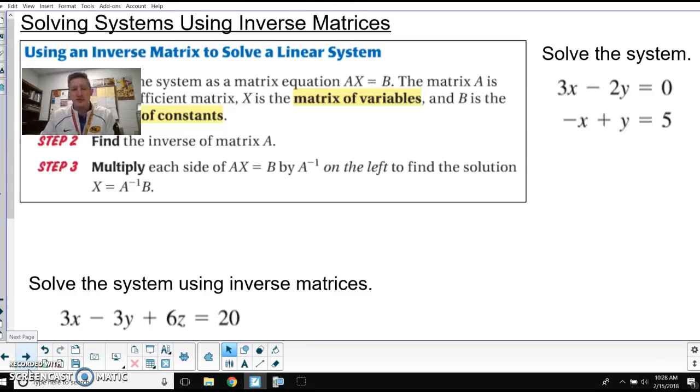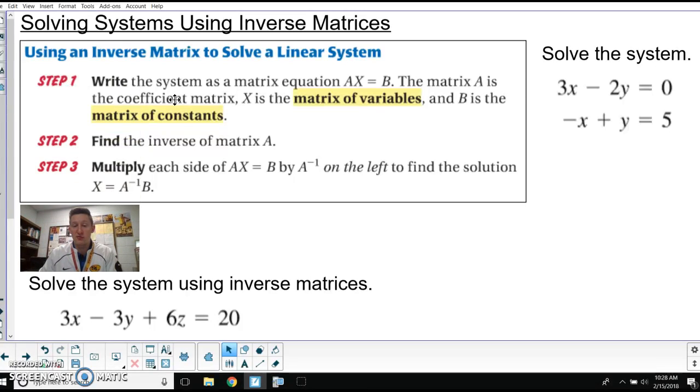Precalc students, in this video for lesson 7.3, we're going to look at solving a system of equations using inverse matrices. So we've looked at row echelon form, we've looked at using our calculators to find reduced row echelon form, both great ways for solving a system of equations. Another option you've got with matrices is to use the idea of inverse matrices.